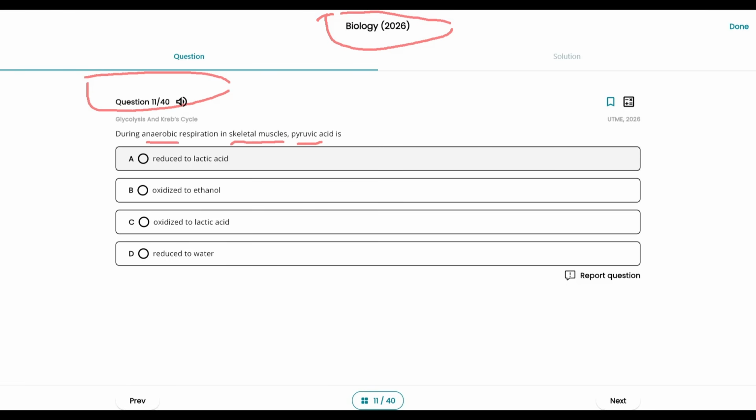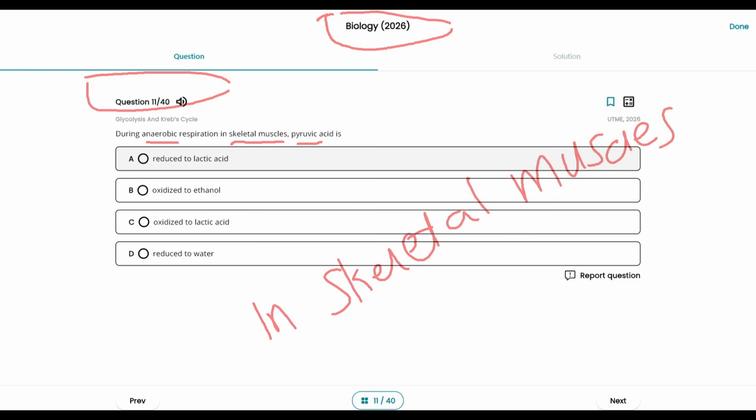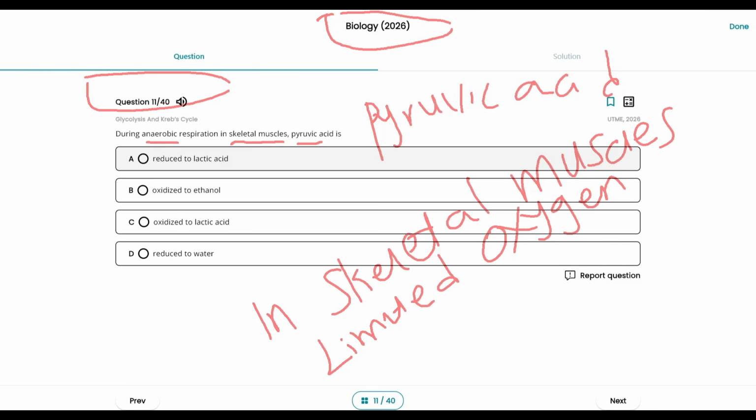Now, I want you to take note of this. During anaerobic respiration in skeletal muscles, especially when oxygen is limited, like during intense exercise, are you with me? Pyruvic acid is reduced to lactic acid.